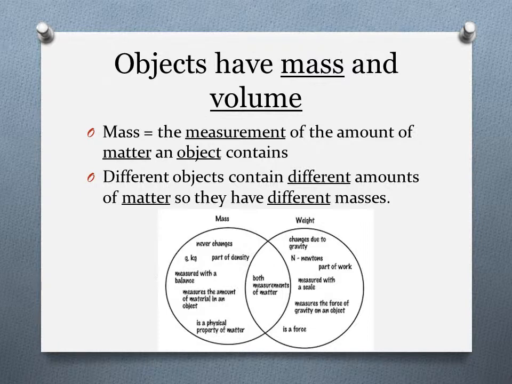I put down here a scale of mass and weight because sometimes that gets confusing. Mass never changes. It can be measured in grams, kilograms, things like that. It's part of density. It's measured with the balance, and we'll talk about that in a little bit. Mass measures the amount of material or matter an object contains. It's a physical property of matter.